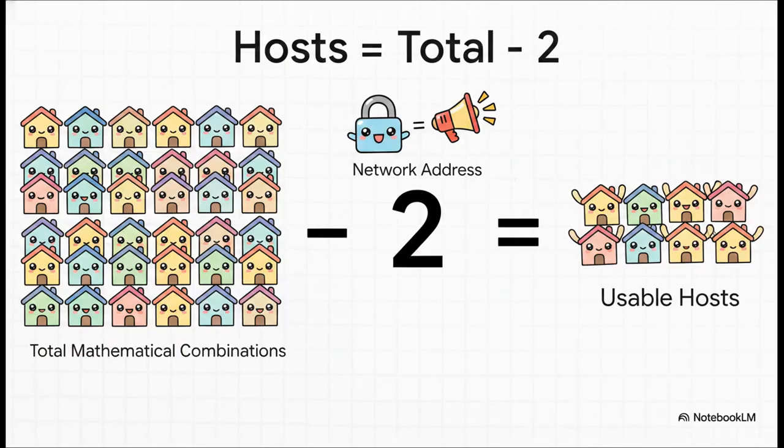So, this brings us to an ironclad mathematical rule in networking, the -2 rule. No matter how large or small you slice up your network, you are always going to lose exactly 2 addresses in every single segment for those special administrative tasks. Your total available hosts will always equal your total mathematically possible combinations -2.